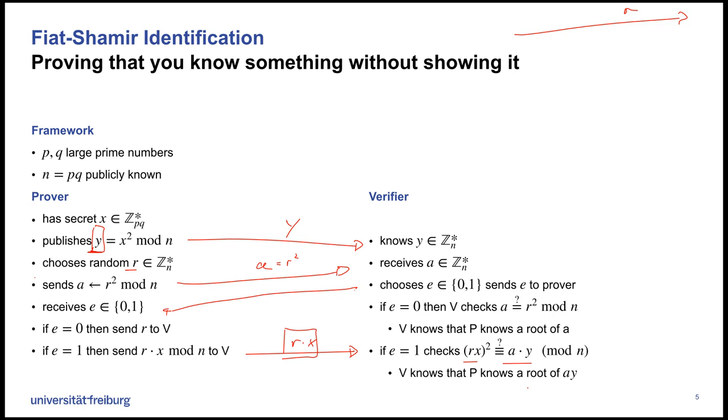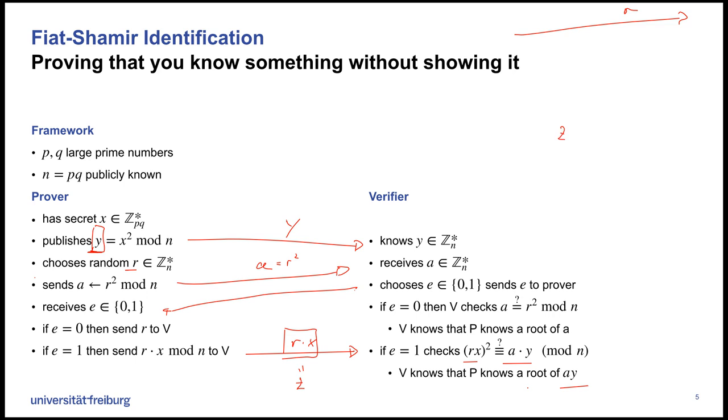But can he produce this without knowing it? Well, he only knows the root of a times y. Now, the verifier could produce this knowledge in the following way: I just give this a different name. Let's call this s. Okay, so we have s.